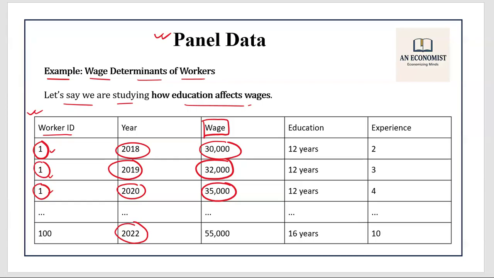Why is this so? Because the worker ID is the same worker that we are talking about. Worker number 1, the first worker, right? For the first worker, we are measuring the wage in the years 2018, 2019, 2020, 2021, and 2022. So from 2018 to 2022, we are measuring the variation of this worker's wage across different time periods.